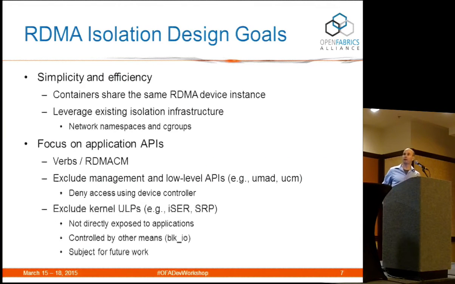So when we look at RDMA, how can we adopt RDMA to this kind of environment? First of all, we want to maintain simplicity and efficiency. So we can share the same RDMA device. It's a kernel device, and containers are user space, so there's no problem sharing hardware. This is what operating systems are for. And we leverage the existing isolation infrastructure of namespaces and cgroups. The other thing we want to do is focus on application APIs, meaning verbs and RDMA CM, and currently exclude UMAD, UCM, all sorts of stuff that applications don't need to worry about. And also kernel ULPs, which can reside in the host namespace, and they're controlled by block I/O or other means anyhow.